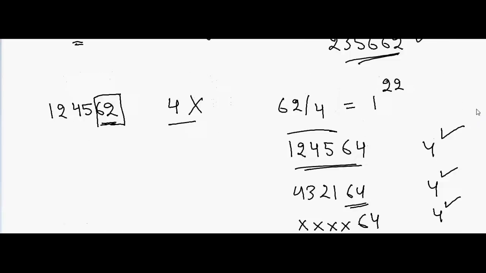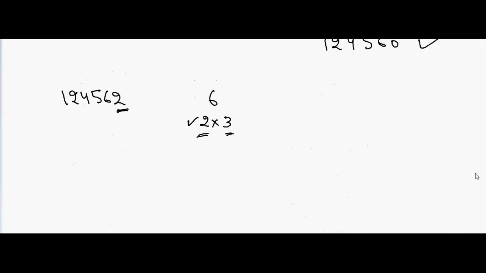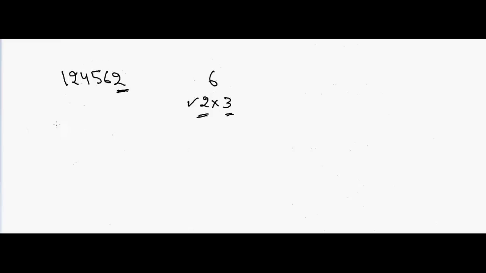But we did the test before and we found out that the sum, if I go back here, was 20. So if I add all these numbers together, 1 plus 2 plus 4 plus 5 plus 6 plus 2 was 20, and 20 is not divisible by 3. So that's why this number should not be evenly divided by 6. But how can we modify this?